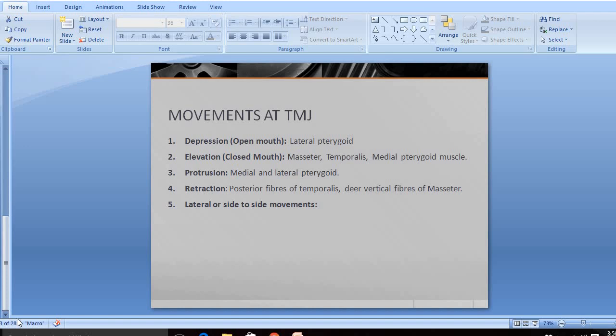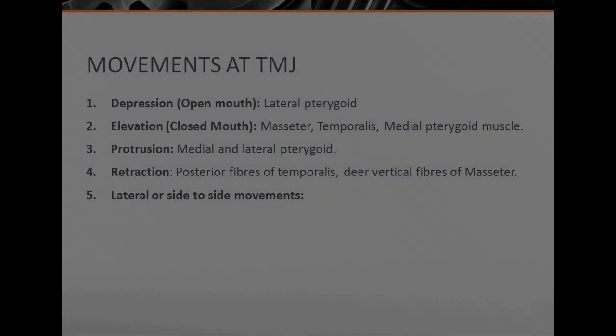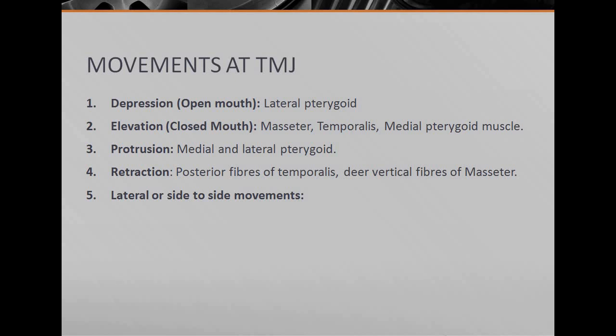Now we'll be talking about the movements that are possible in TMJ. So what are the movements that are possible? There are 5 movements that can occur. Number one, depression of the mandible. Whenever you open the mouth, that action is called depression of the mandible. The primary muscle responsible for this is the lateral pterygoid muscle.